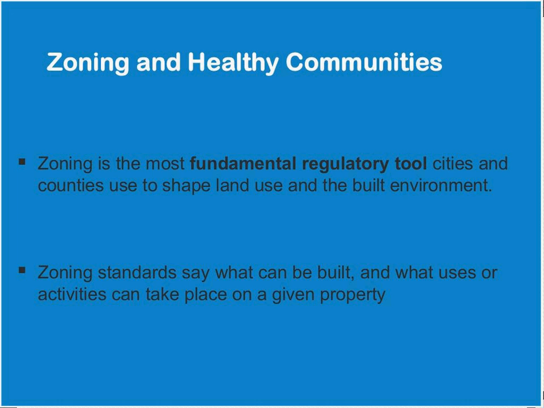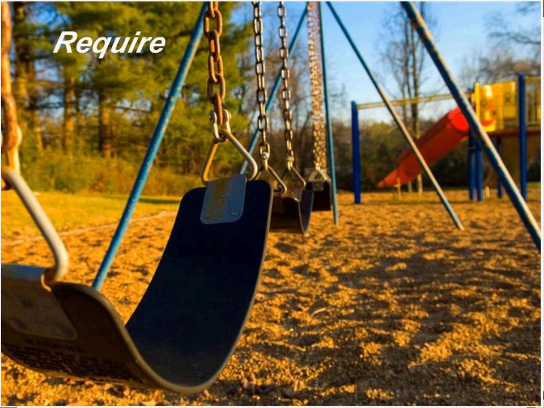So zoning is the most fundamental regulatory tool that cities and counties, local government, in other words, use to shape land use and the built environment. It's like the DNA of a community. It controls what can be built, what standards buildings, roads, and other community infrastructure must conform to, and what activities can take place in a given zone. Zoning functions in three core ways, and I'm going to talk about each of these and give examples.